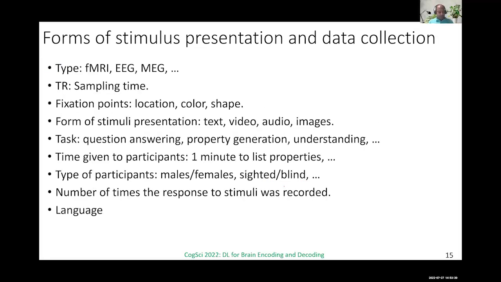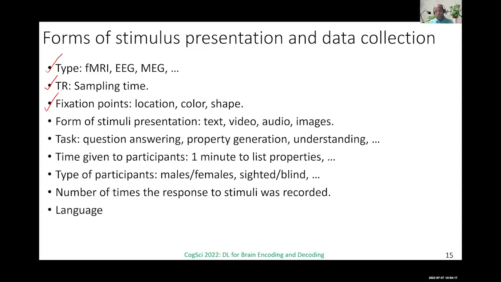Now, many of the data sets that have been contributed are publicly available for people to download and experiment with. These are various aspects across which the data sets differ, such as how they were collected. Most of them are fMRI data sets, though some are EEG and MEG data sets as well. They have different sampling timings, so what is the TR, which is the sampling time? There is also a fixation point. When a subject is looking at a stimulus, as the stimulus changes, or even while the stimulus is around, there might be a fixation.